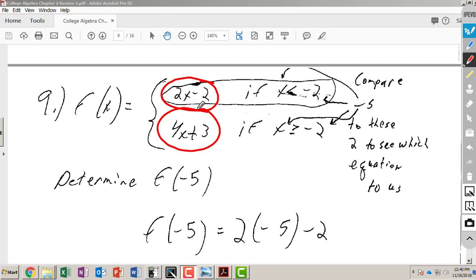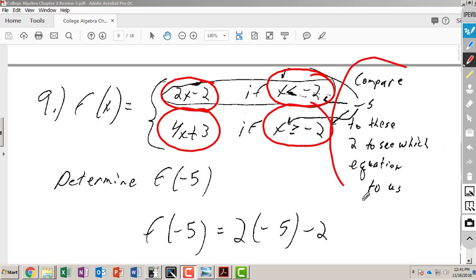Now I can't use both of those functions to find f of negative 5, because if I did, it would not be a function. So I have to decide which equation to use with negative 5. And that brings up these 2 parts right here. This is what's called your domain, also known as your criteria. It says if x is less than negative 2, use the top equation. Then it says if x is greater than negative 2, use the bottom equation.